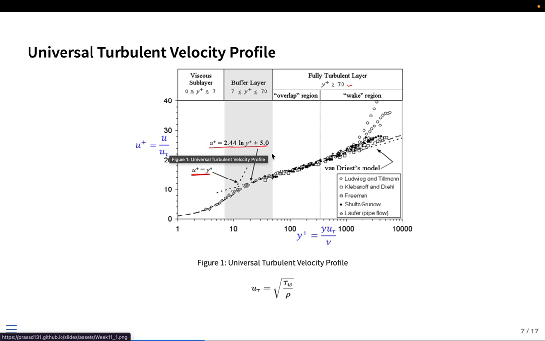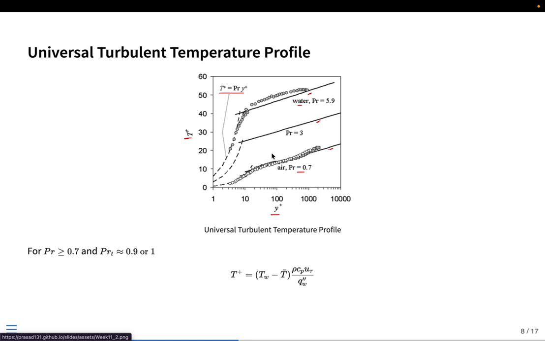In a similar fashion, just like how we have the hydrodynamic boundary layer, we will also have the thermal boundary layer, and we'll have a similar profile for temperature, where again we define the same quantity y plus as before, but then t plus is defined as tw minus t bar into rho cp u tau by q wall. Again we have similar equations here.